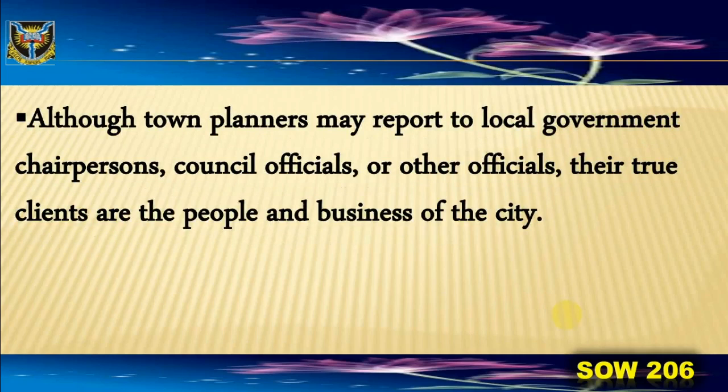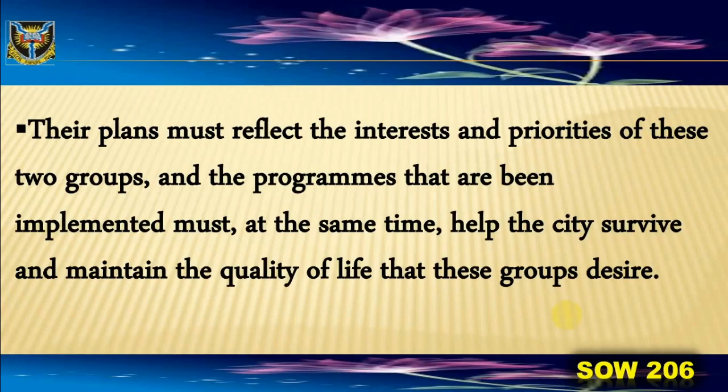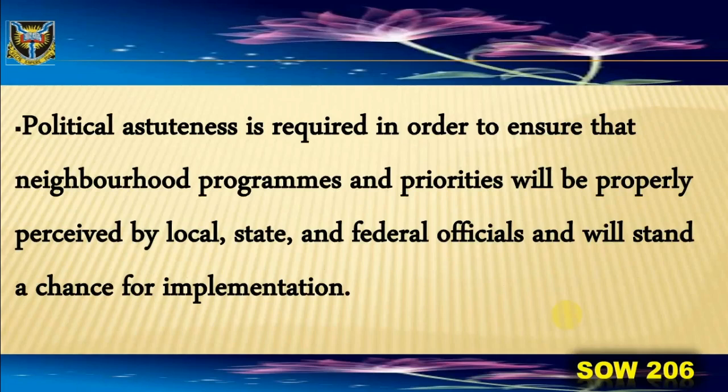Although town planners may report to local government chairpersons, council officials, or other officials, their true clients are the people and the business of the city. Their plans must reflect the interests and priorities of these groups, and the programs that are being implemented must at the same time help the city survive and maintain the quality of life that these groups desire. Political astuteness is required in order to ensure that neighborhood programs and priorities will be properly perceived by local, state, and federal officials and will stand a chance for implementation.